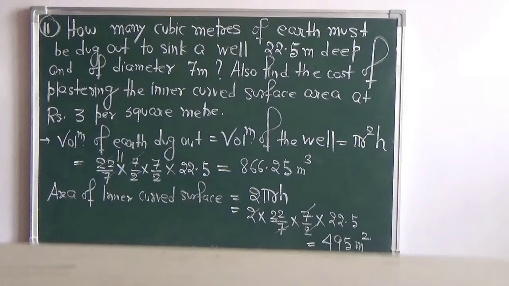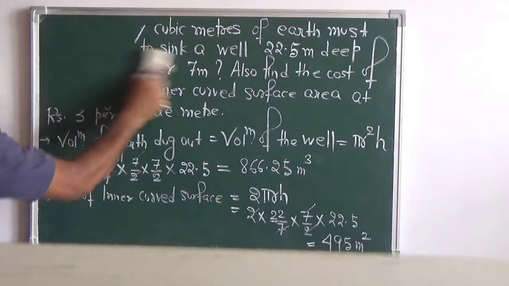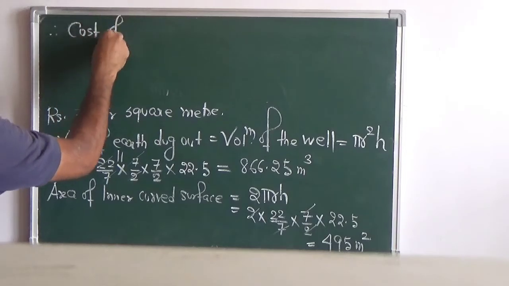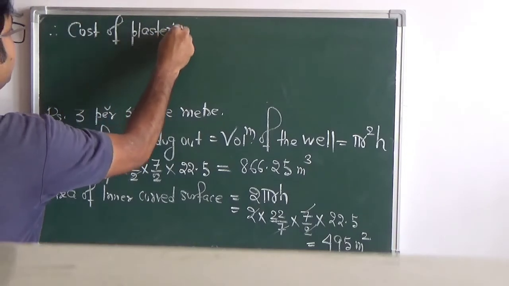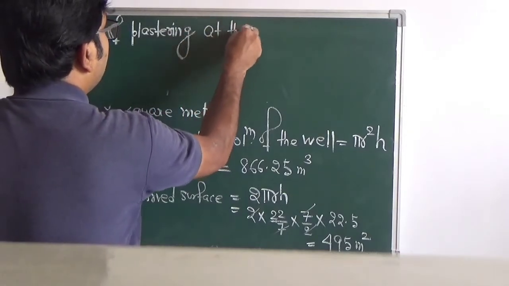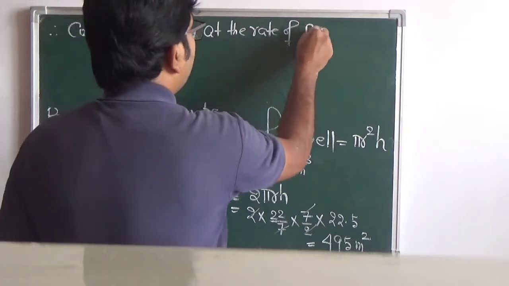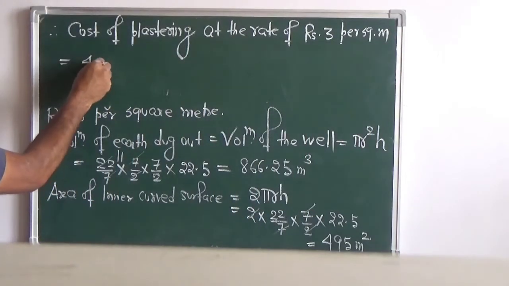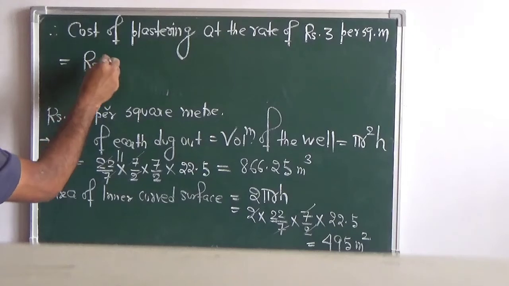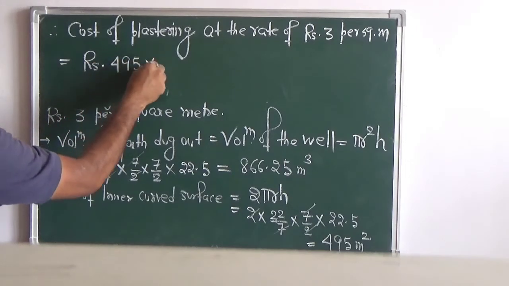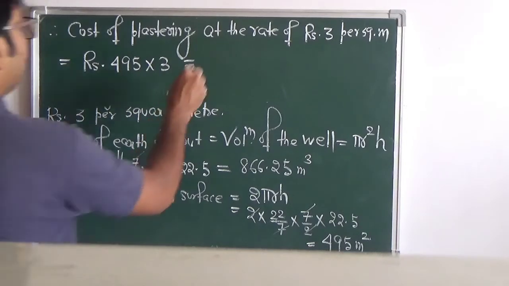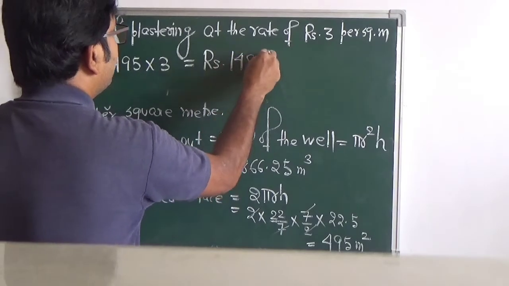Now you have to find the cost of plastering. So you can write, therefore, cost of plastering at the rate of rupees 3 per square meter is equal to rupees 495 multiplied by 3, that is coming to 1485. So it is coming to rupees 1485.